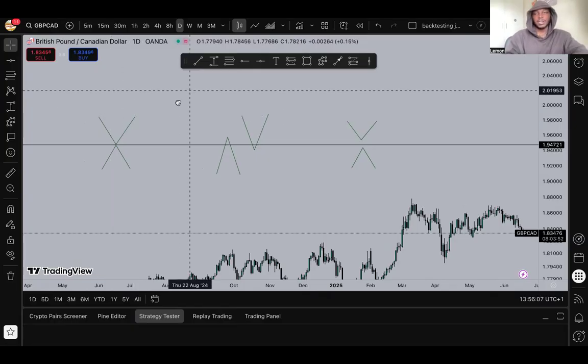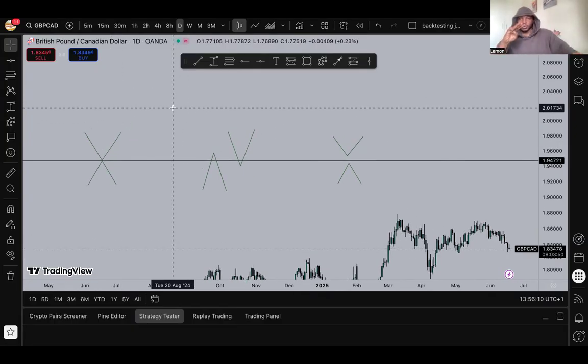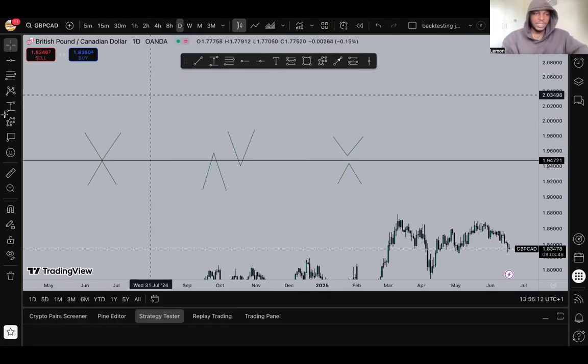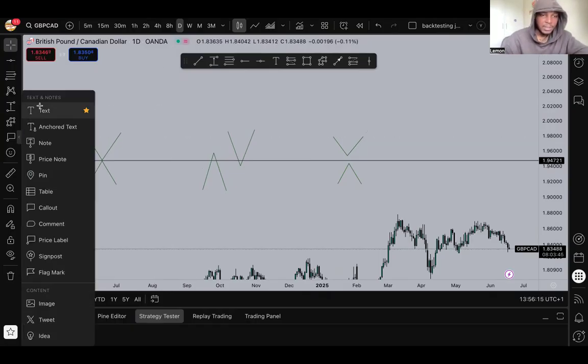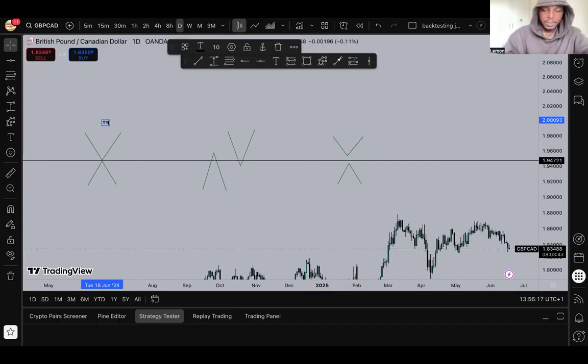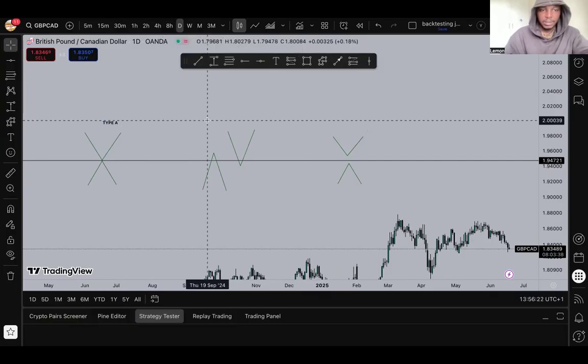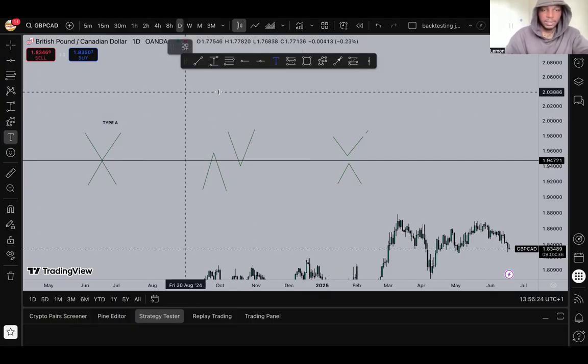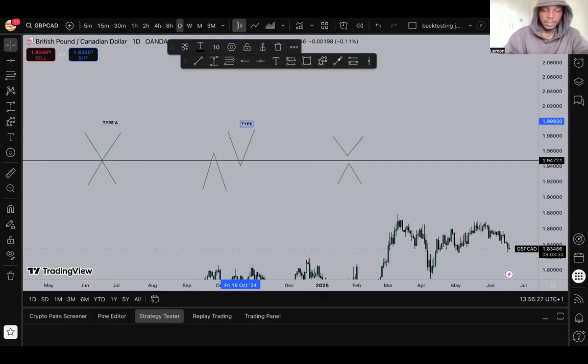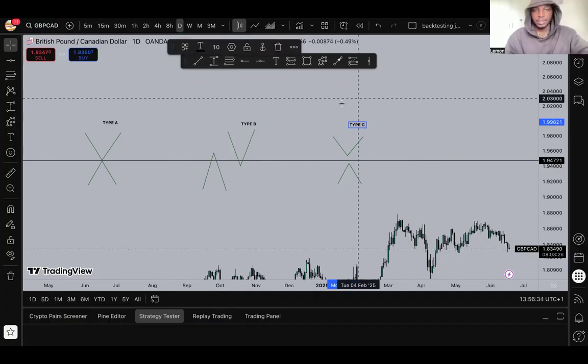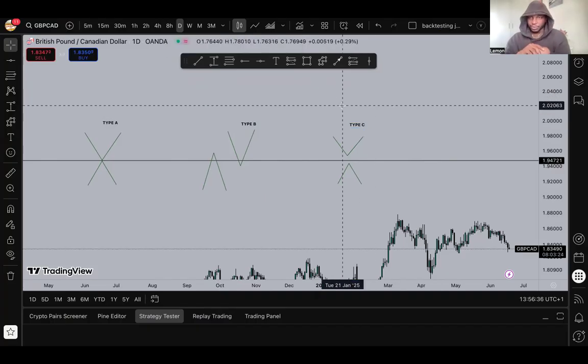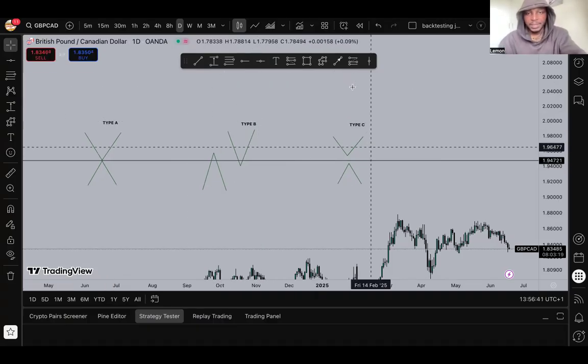So basically, these are three ways I spot my support and resistance. Understand? So this is type A, this is type B, this is type C. So these are different ways of drawing your support and resistance. This is type A, type B, and type C.